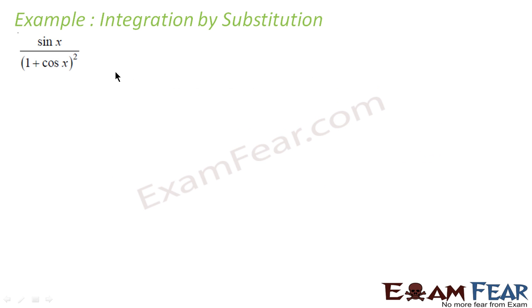Here also, if you see, this is 1 plus cos x whole square, and it is in the denominator. So we always try to take as t the value which is in the denominator or raised to the power of some number, right? So we'll take 1 plus cos x as t and see if this helps. If not, we'll try something else. Why am I trying this? Because this is to the power 2 and also it is in the denominator. So this is one good option for me.